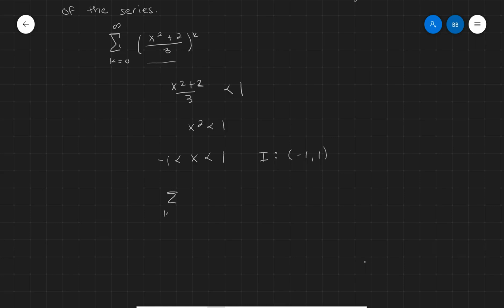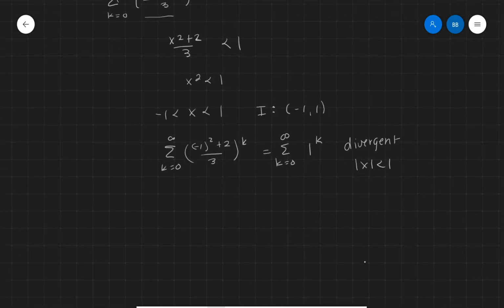So we have the summation k equals 0 to infinity, and plugging in negative 1 squared plus 2 over 3 to the k, we end up with the summation k equals 0 to infinity of 3 over 3, which is better known as 1 to the k. We're essentially summing up 1 forever, so this is divergent. And we've also broken the rule that x is less than 1, so either way, this is divergent.